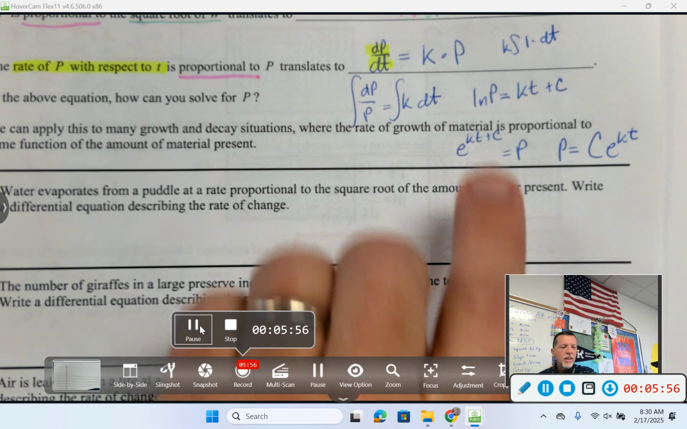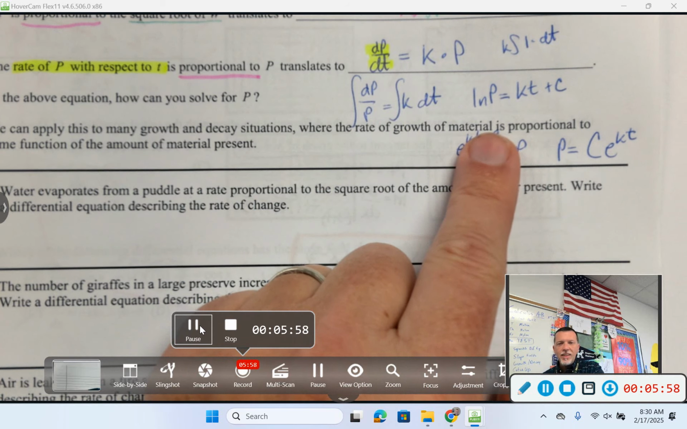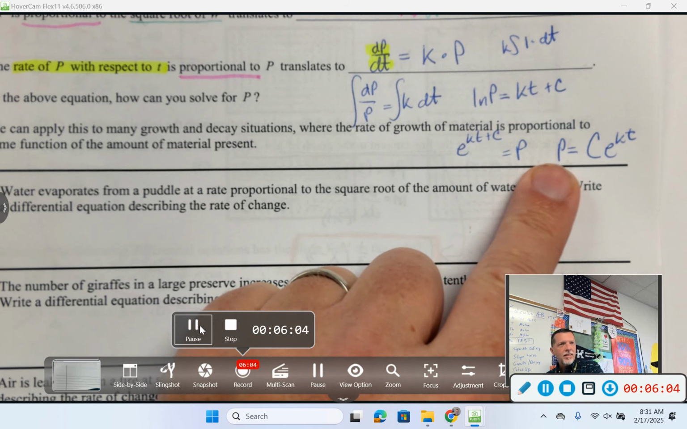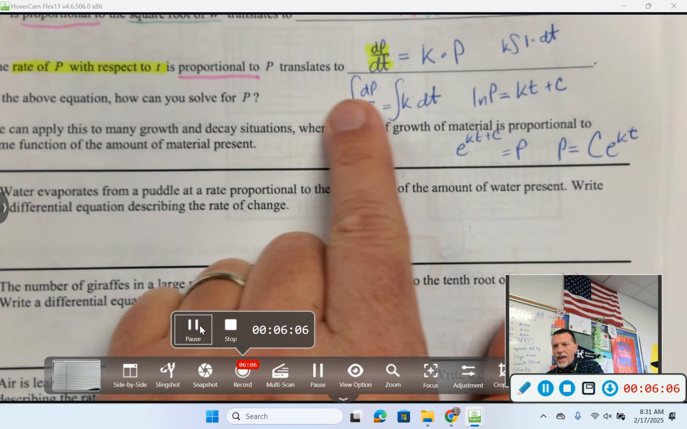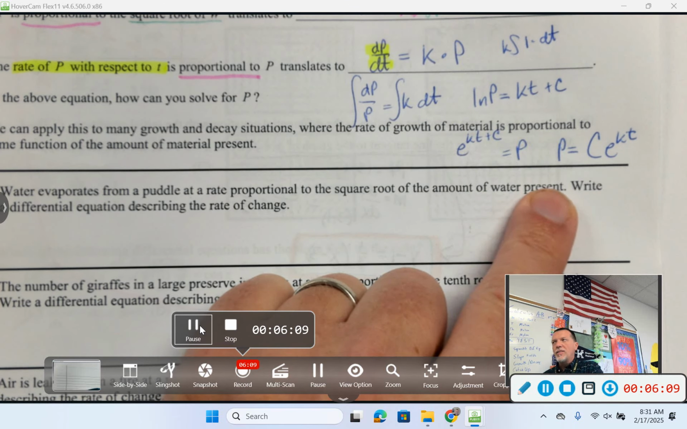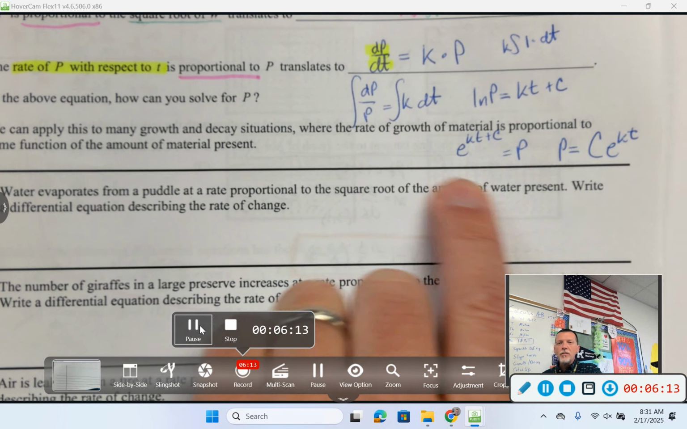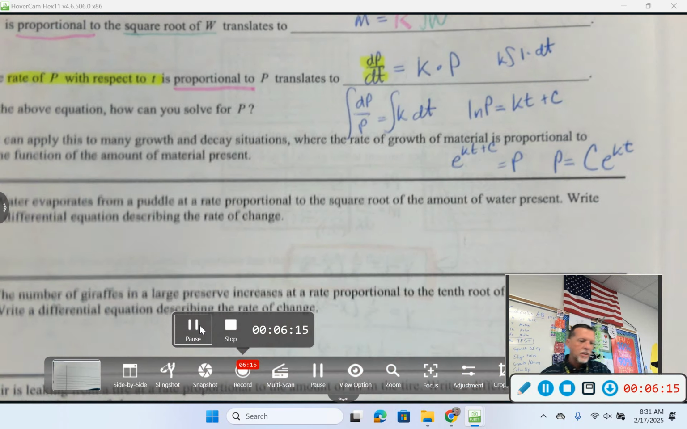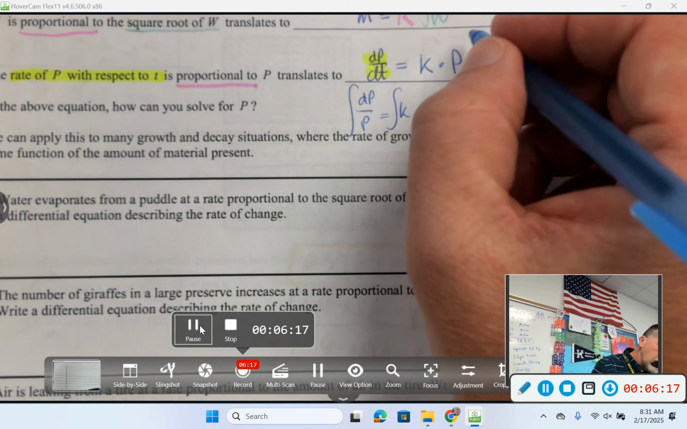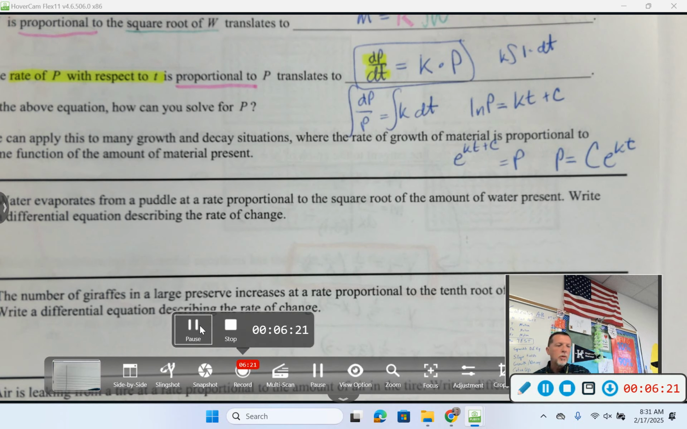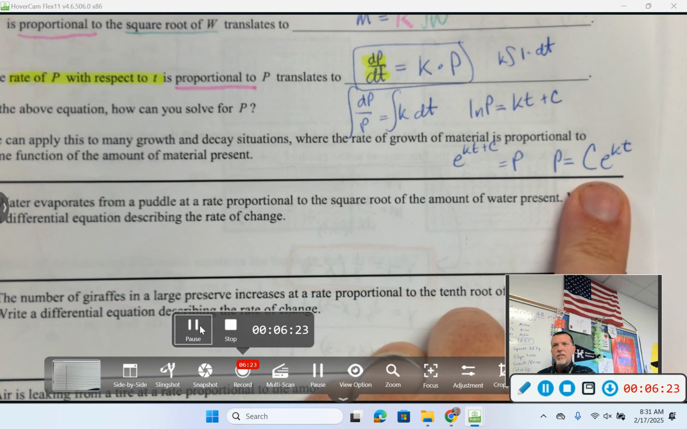Most of the growth and decay equations are like this, and therefore most of the differential equations on the test are like this. Like that exact set of steps. And then you might have different variables in there. Obviously you have different C's and K's and different information, but a lot of them start with that. And you end up with that as your answer.